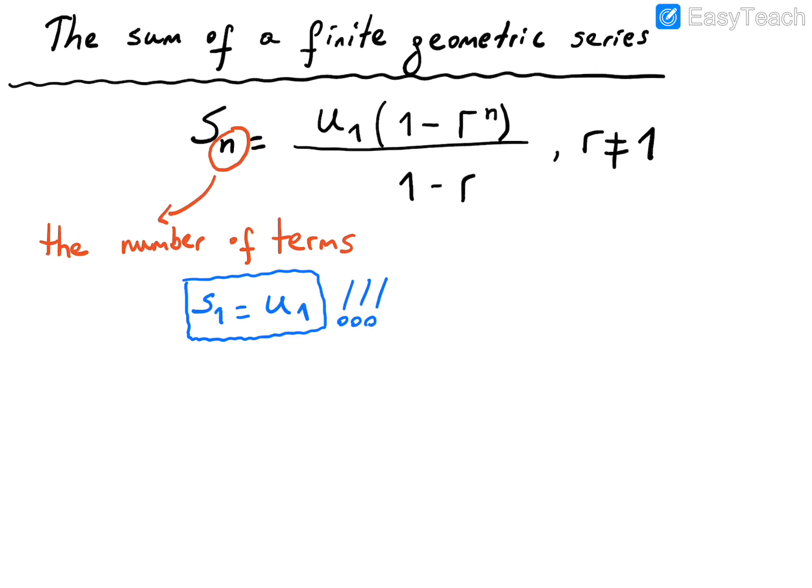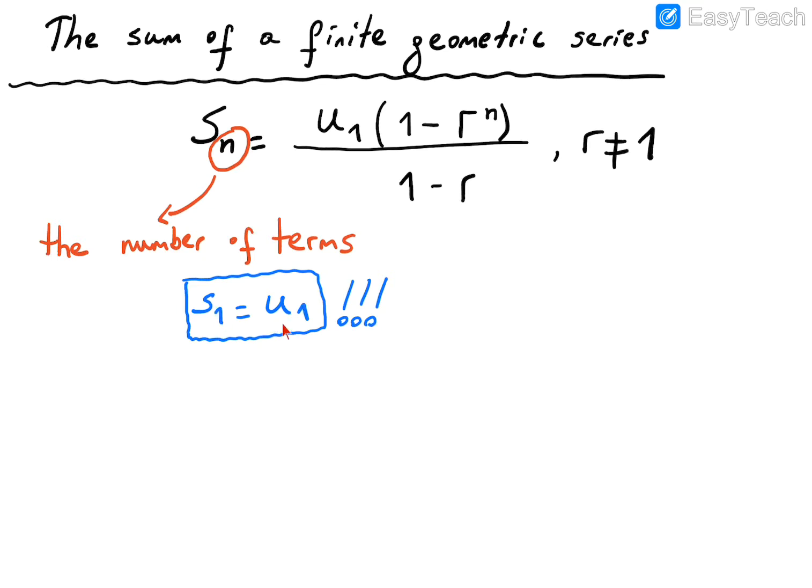Okay, the sum of the finite geometric series is given with this formula. So u1 is my first term, r is the common ratio, and n is the number of terms. And we have one condition here: r cannot be 1. Okay, this is really important. We'll make use of this strategy when we solve some different types of questions.